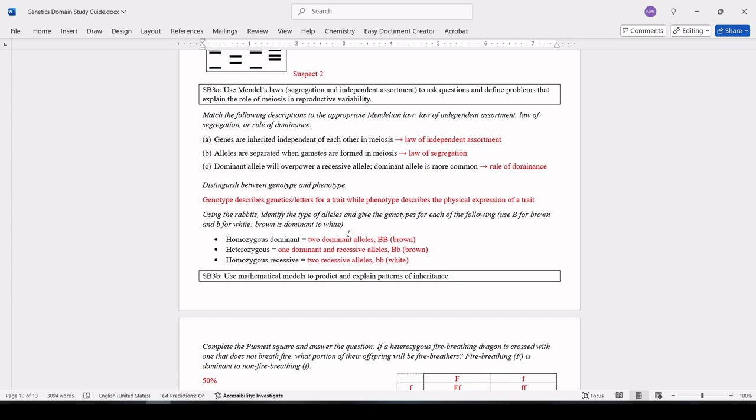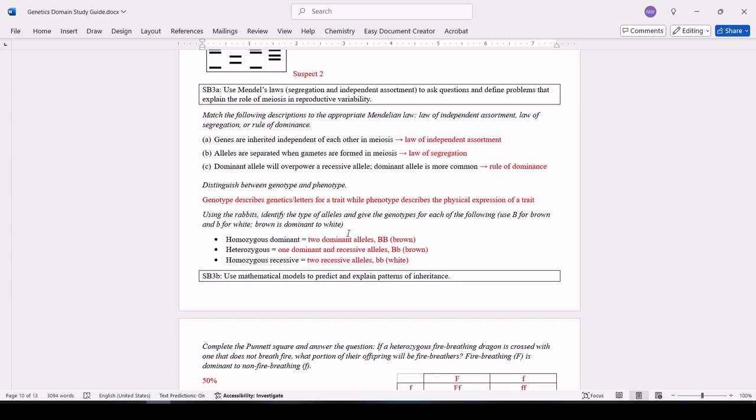The law of segregation says alleles are separated when gametes are formed in meiosis. So for every person, when an egg or sperm is created, the starting cell has 2 copies of each allele because we have 2 chromosomes, one from mom, one from dad. As the cell divides during meiosis, those copies are separated. At the end, we get haploid cells, so there would be 1 copy of each chromosome.